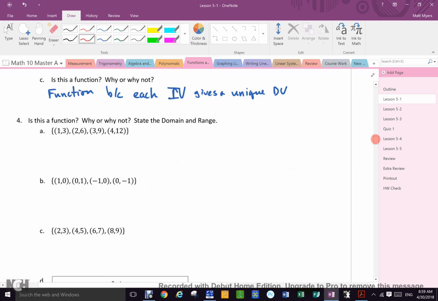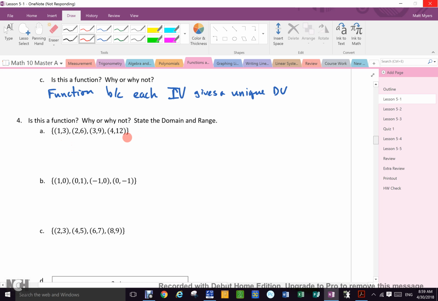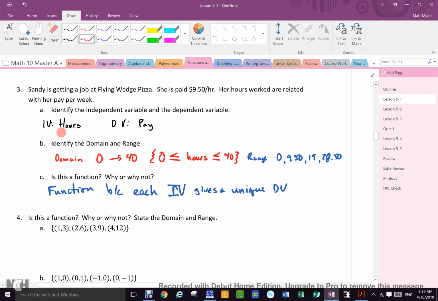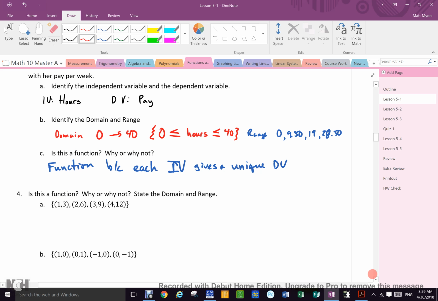So look at number 4. Believe me, you know how to do this. I've given you all the hints you need to figure this out. When you see two numbers written this way, what are they? When you see 1, 3, you got to think back to grade 9. What is 1, 3? What is it, Evan?